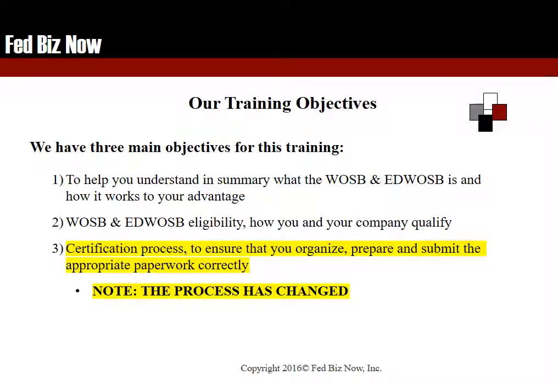In part 1, we talked about the 3 main objectives for training. We decided to break this down so that you can do this in 2 parts if you needed to. The first part was to help you understand in summary what the program is all about, because I really believe that people tend to forget what the certifications stand for, and they definitely don't understand in most cases how the WOSB works. We also in part 1 talked about your eligibility, how you need to comply and how you qualify.